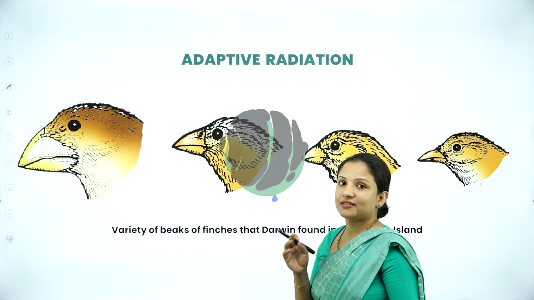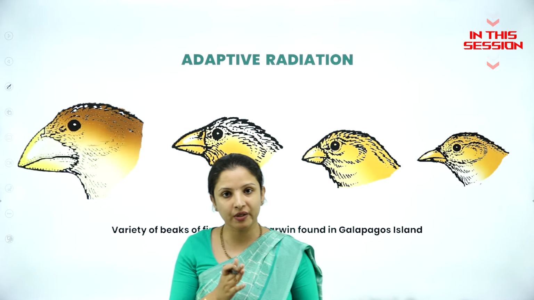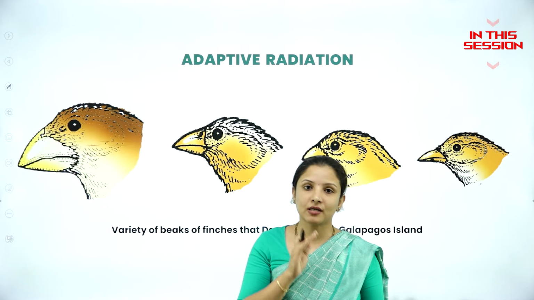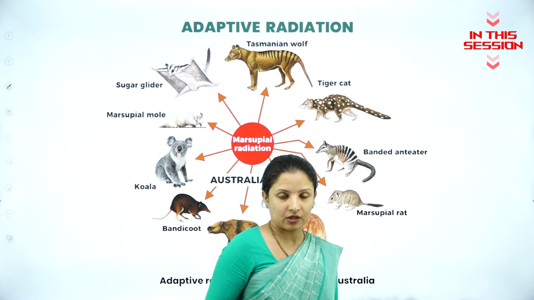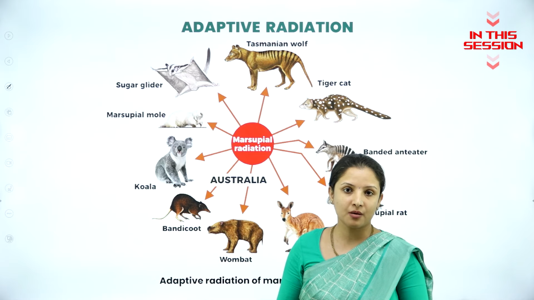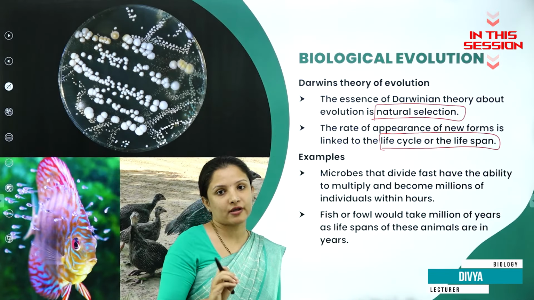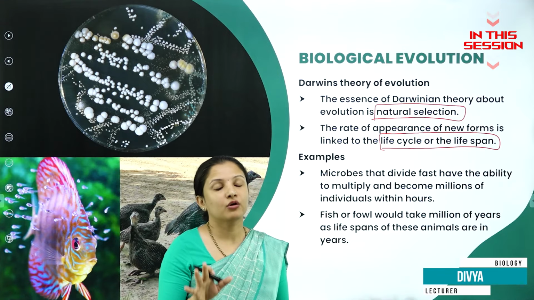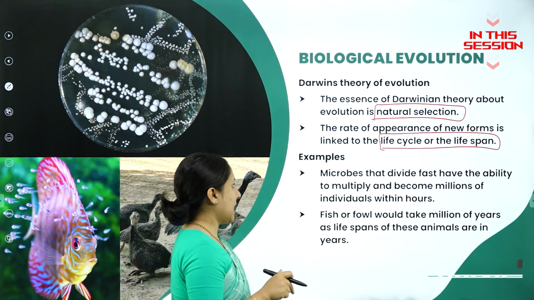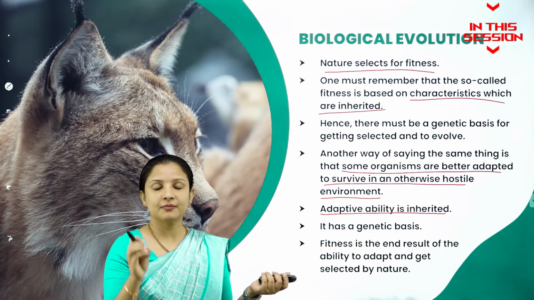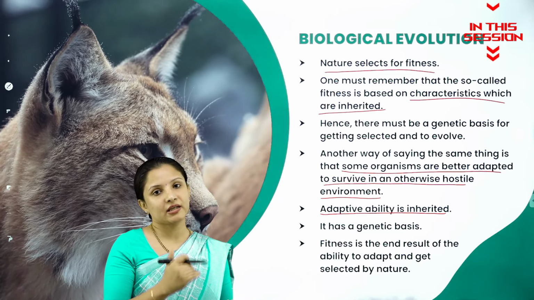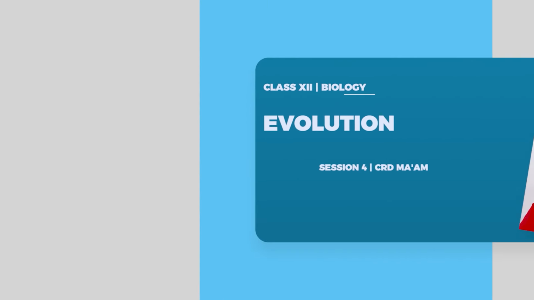Some of the finches had a sharp pointed beak which helped them to crack the nuts and the seeds to feed on them. We know that Australia is one of the countries which have a large number of marsupial species. Nature helps in selecting those organisms which are capable or fit to survive on this planet. The fitness of an organism depends on the genes that they inherit from the parents.